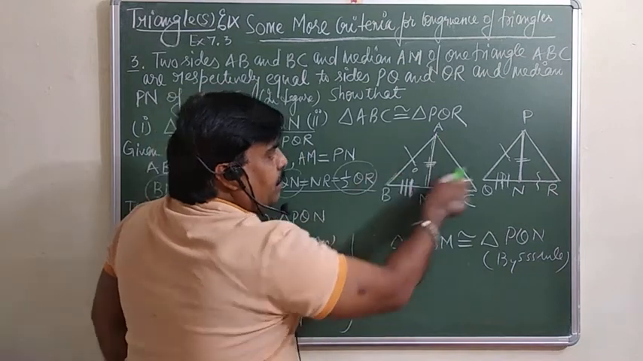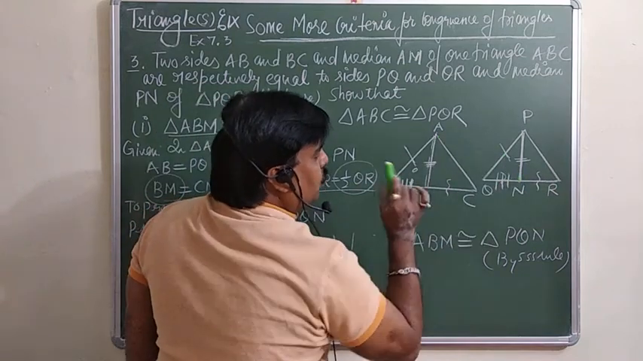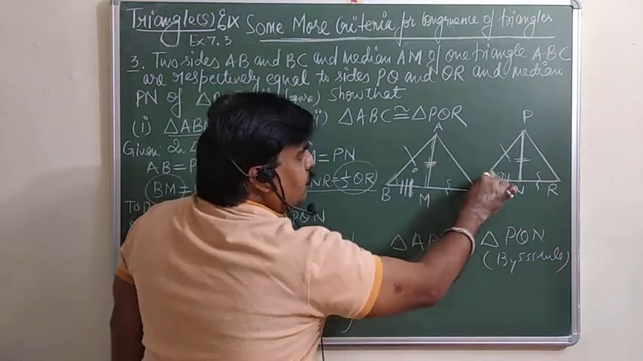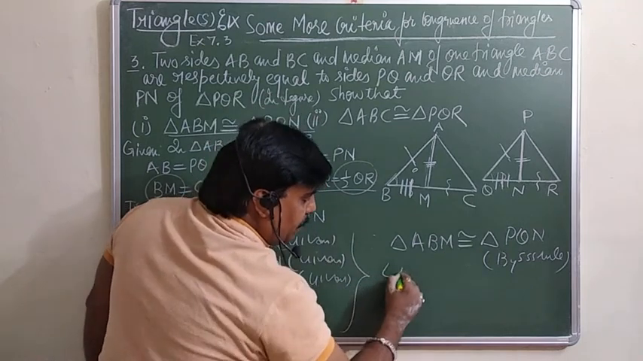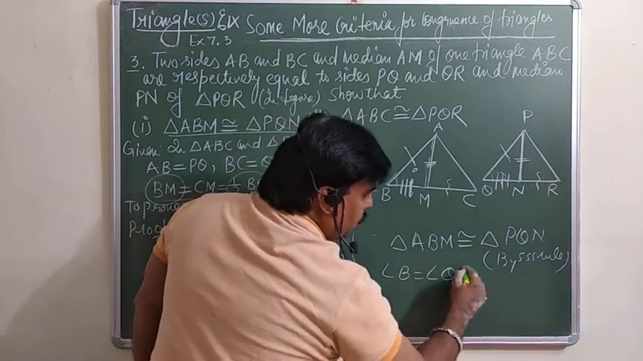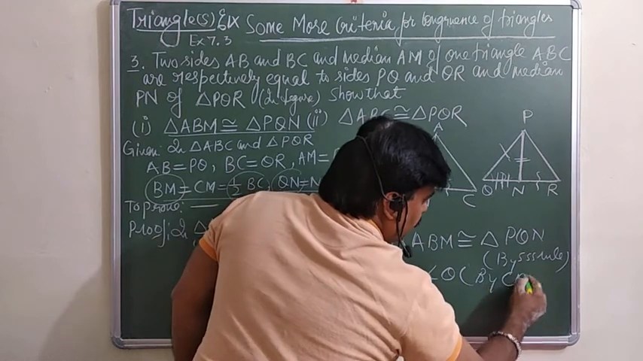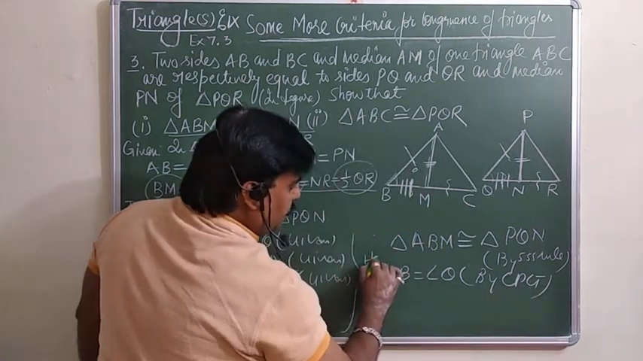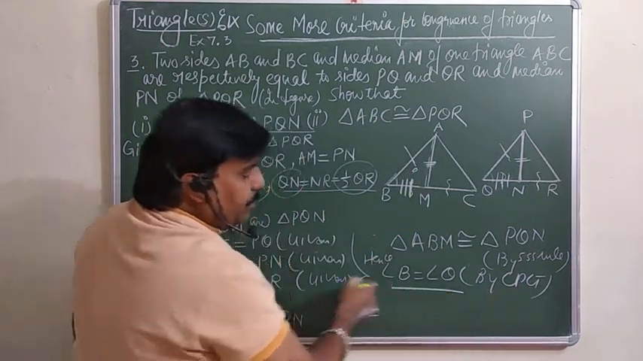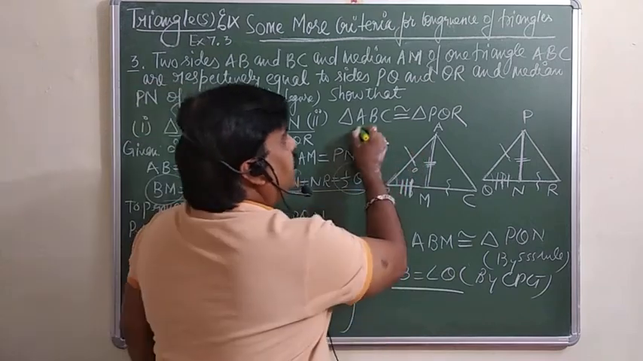So in this one, AB is equal to PQ, BC is equal to QR is already given. Angle P is equal to angle Q. From here you will get, first write here, angle B is equal to angle Q. This is by CPCT. Hence, we will take the advantage of this to prove this second part.